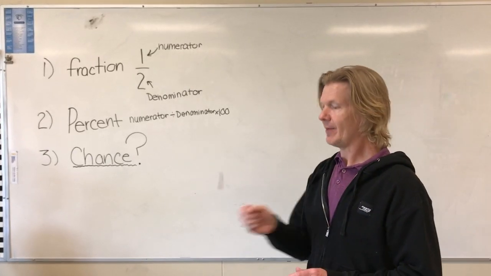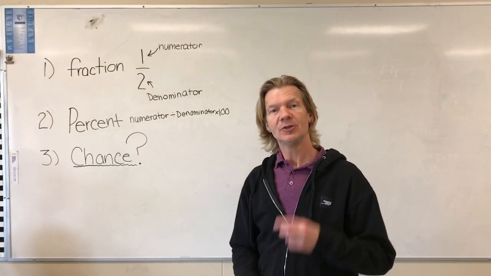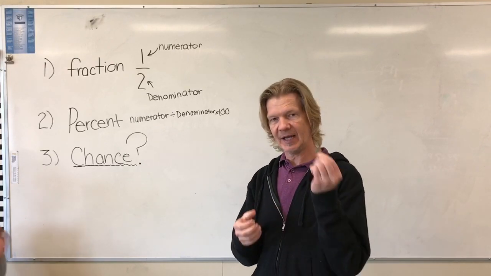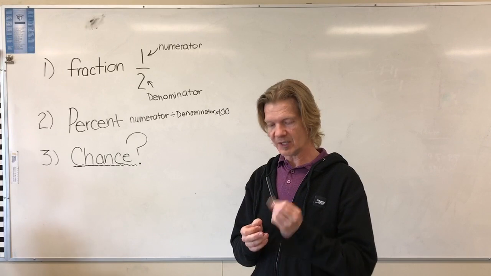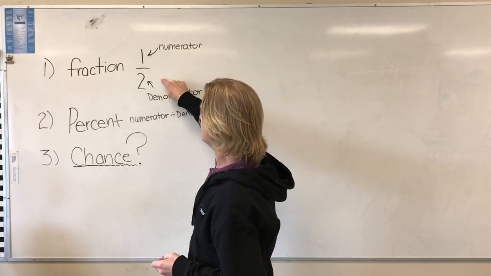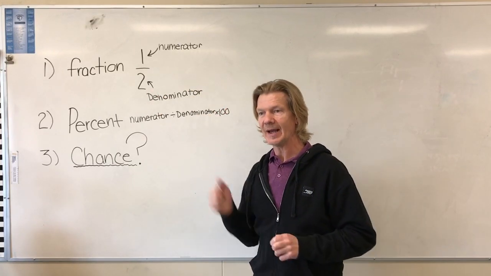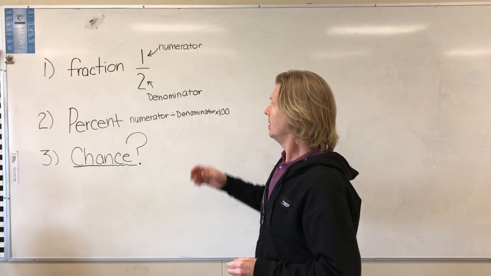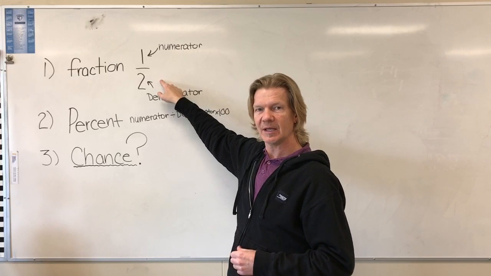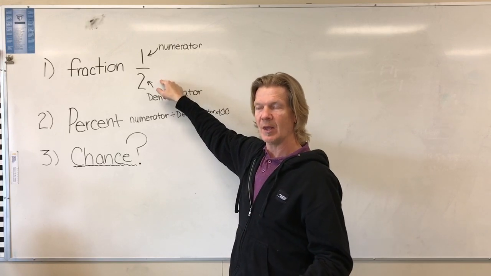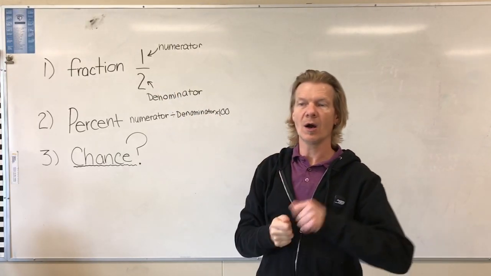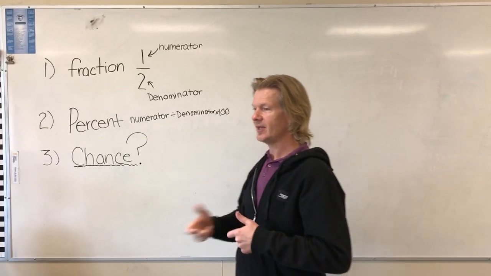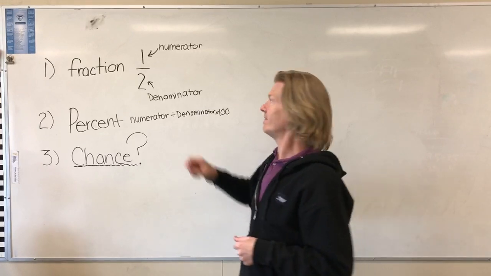Okay, so every time I flip a coin, I have two possible outcomes. It can land on the head side, or it can land on the tail side. So my total possible outcomes, that's my denominator. So when I roll a single die, a six-sided die, my denominator is going to be a 6, because there's 6 possible outcomes. If I draw a card from a deck of cards, there's 52 cards in the deck. So the chance of drawing a specific card is 1 out of 52, right?